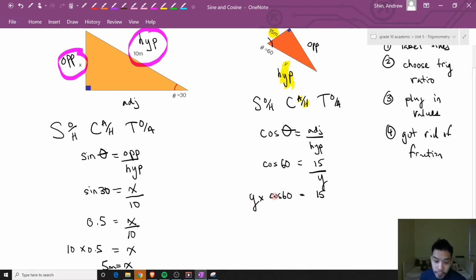Now that it's on a numerator, I need to do the opposite of multiplying by cosine 60, which is dividing by cosine 60. Now, you could put this on your calculator first, but I don't want to carry all those decimals and write them all out, and I want to be as accurate as possible. So I'm going to keep it as this expression, cosine 60. I know this is just a number, so the opposite of multiplying by this number is dividing by this number. So y equals 15 divided by cosine 60.